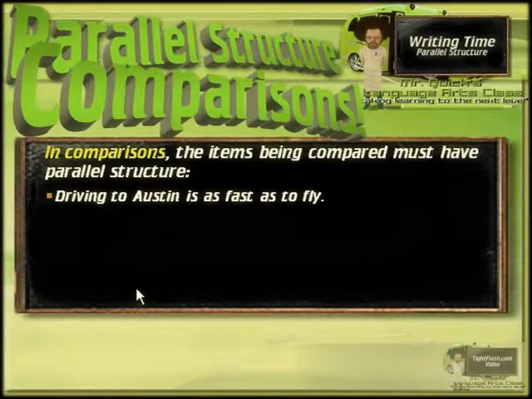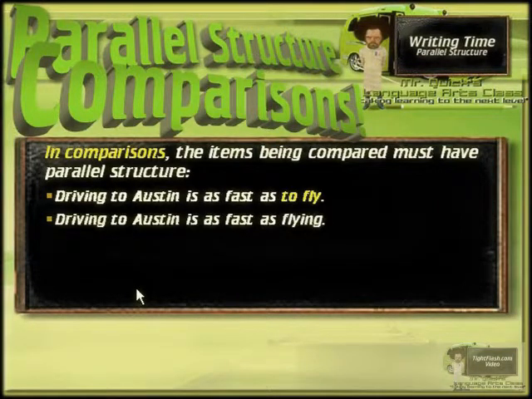We're comparing, I guess, driving to Austin to, what are we comparing it to? I guess we're comparing it to fly. Well, let's look at this better sentence. Driving to Austin is as fast as flying.